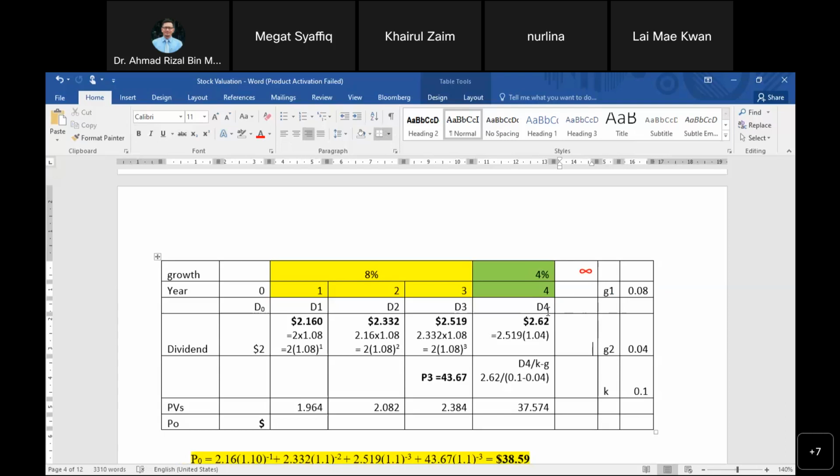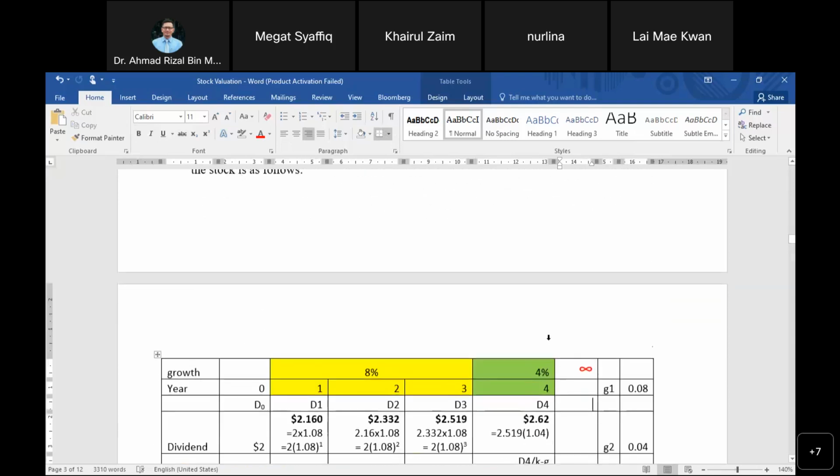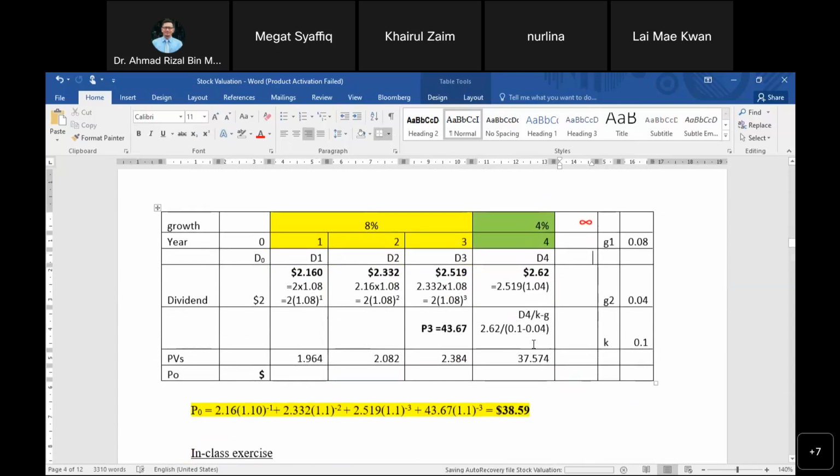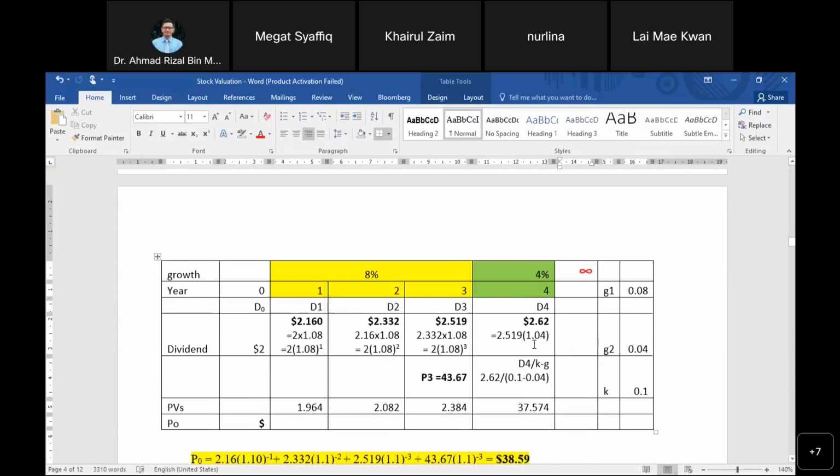It will grow 4% in perpetuity until forever. Okay, then what is the implication? Knowing that info, what does it tell you? We can employ the Gordon Formula, the constant dividend growth formula, the simplified formula, without having to calculate D5, D6, D7, D8, etc. So that is how the Gordon formula helps us. That's why we stop here.